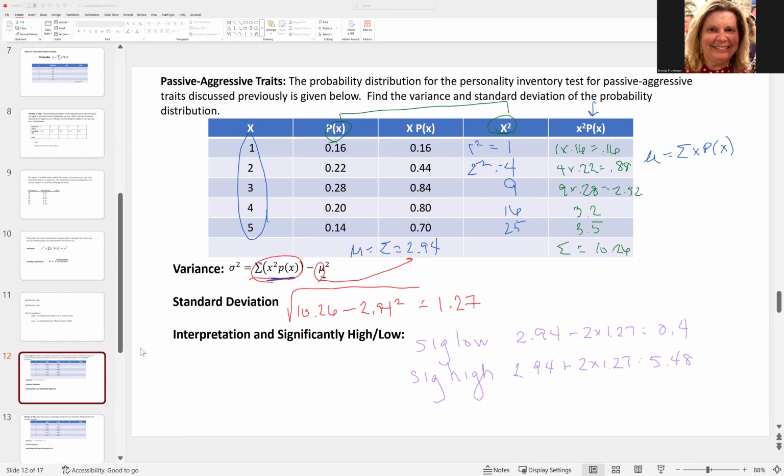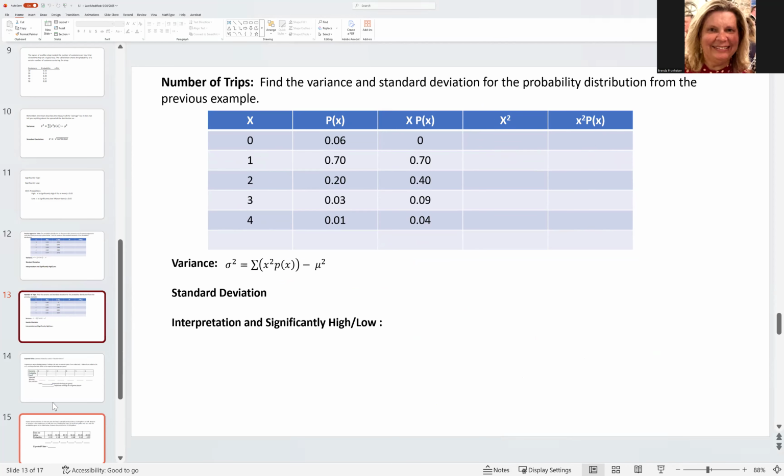Okay. All right. I'm going to move on to my last example here, which is going back to the number of trips example that we had talked about previously. So, number of trips, again, you need to remember that mu is the sum of x p of x. And again, I very, very strongly suggest that you just pause the video and work your way through this example yourself, just to get some practice with it. All right, so with that in mind, if I sum this column, I'm going to get the 1.23 as my mean.